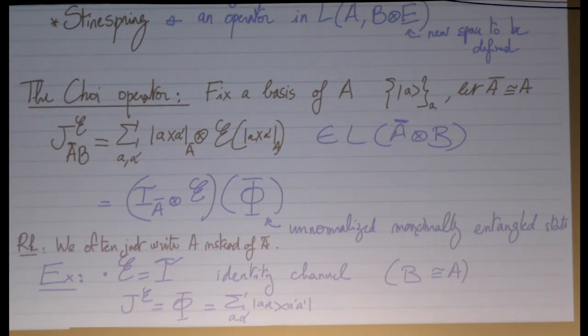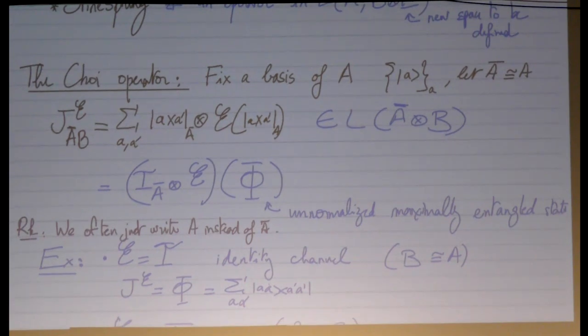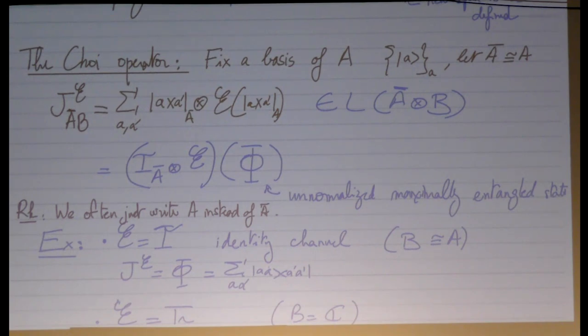There are variants of it, but now I'll take a simple fixed one, which is called the Choi operator. For that we fix a basis, so it's basis dependent. We fix a basis on the A system. Remember, A is the input of the channel. And we consider a system A bar, which has the same dimension as A. Think of it as an auxiliary system. One way to see it is that I prepare a maximally entangled state between A and A bar, and I apply the channel to the A system, and I leave the A bar system on its own.